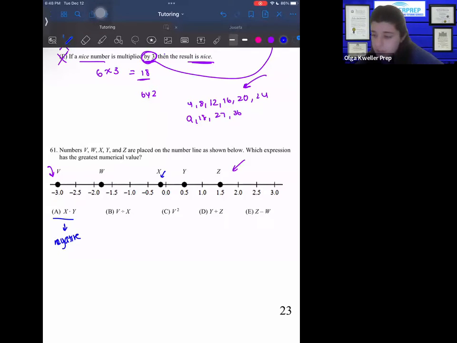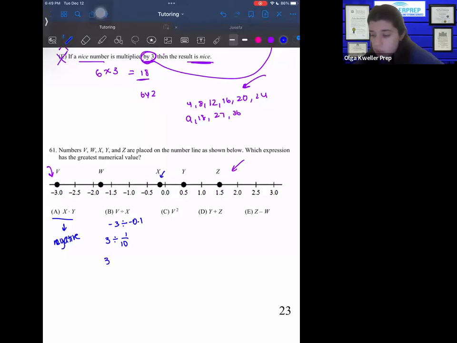Next one, v divided by x. So I'm going to have -3 divided by a negative fraction. We can estimate that that's, let's say, -0.1, right? Just to make our life easier. So we can drop the negatives, because it's going to be positive. So we have 3 divided by 1/10, which is the same thing as 3 times 10 over 1.